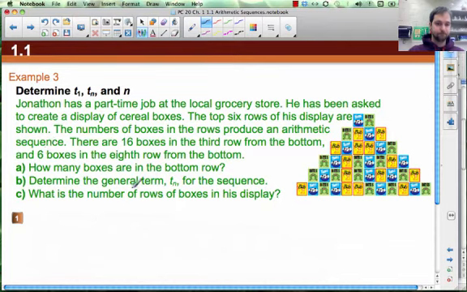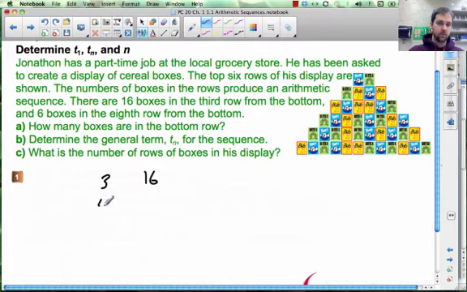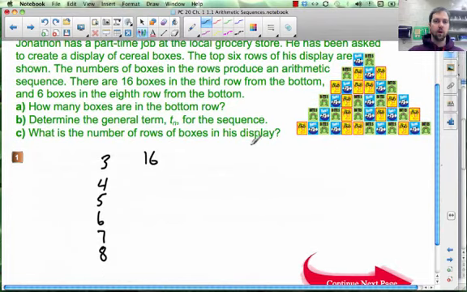Here's an interesting one. 16 boxes in the 3rd row from the bottom. So we want to know how many are in the bottom. But we don't know d. We don't know T1. Seems like we really don't know much at all. But here we have the 3rd row and we have 16 boxes. We are also told that this is an arithmetic sequence. So 4th row, question mark, 5th row, 6th row, these are rows from the bottom, all question marks. But we know that the 8th row from the bottom has 6 boxes.